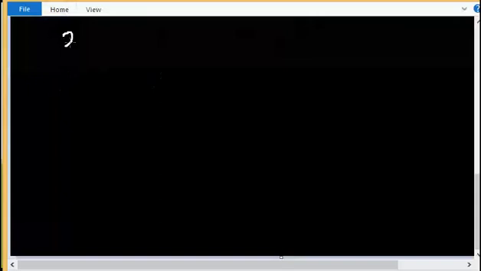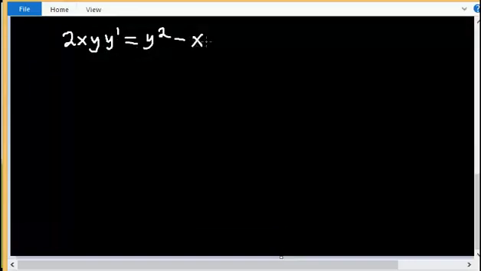So 2xy y prime is equal to y square minus x square. Before I begin solving this particular equation, before I investigate whether it's linear or non-linear, I have to write it in standard form. Which simply means that I have to eliminate this 2xy. So I have to divide through by 2xy so that y prime will be alone. So I divide by 2xy, and of course also divide this by 2xy.